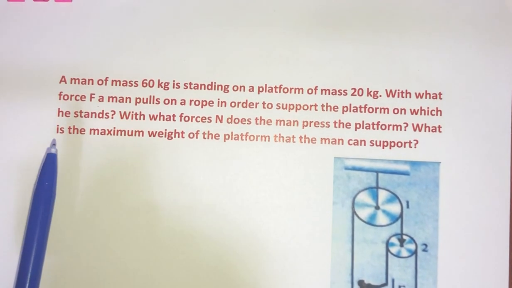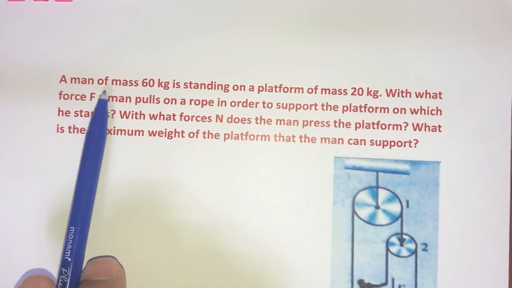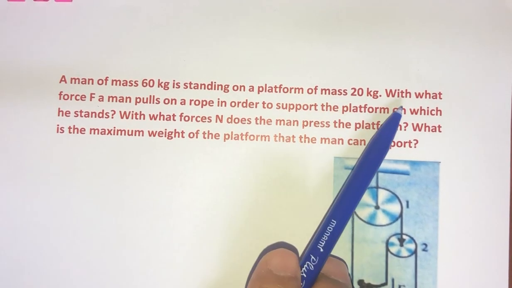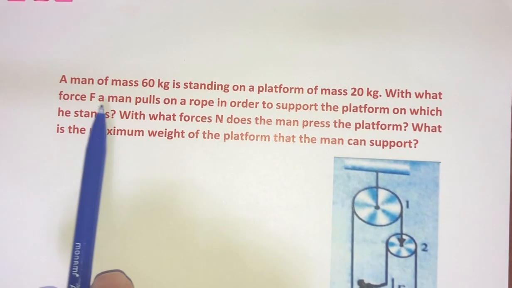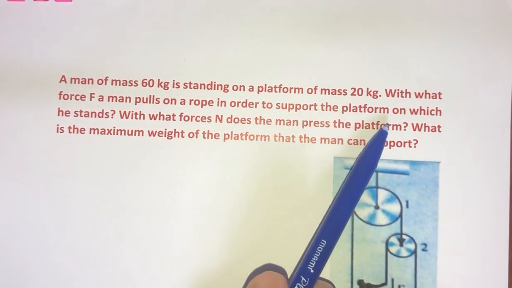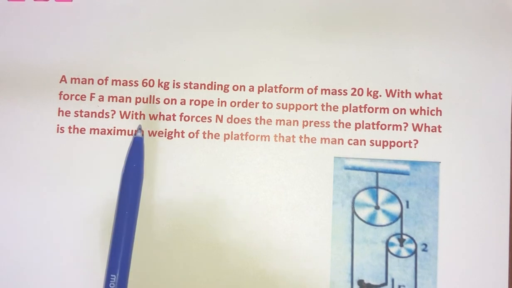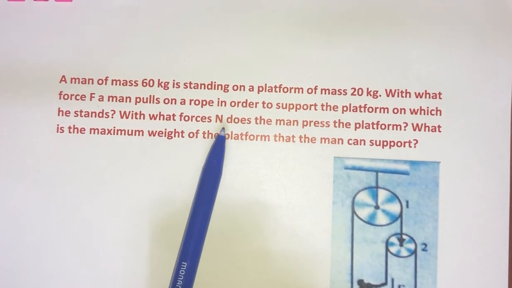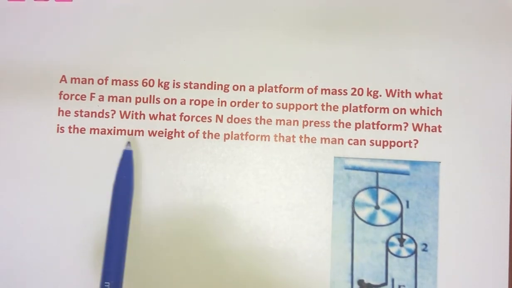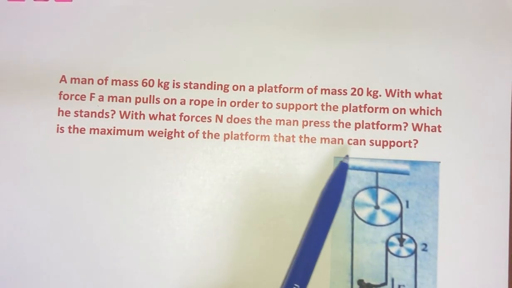Hello friends. So in today's question, a man of mass 60 kg is standing on a platform of mass 20 kg. With what force F does the man pull on a rope in order to support the platform on which he stands? With what force N does the man press the platform? What is the maximum weight of the platform that the man can support?